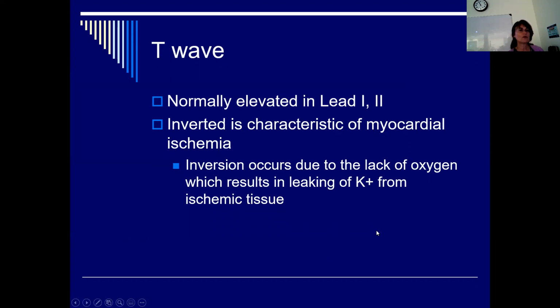And then the T wave is normally elevated. If it is upside down or inverted, it's indicative of myocardial ischemia. Inversion occurs due to the lack of oxygen, which results in leaking of potassium from ischemic tissue. And when potassium leaks, I guess that's what causes it to look inverted as it's repolarizing.